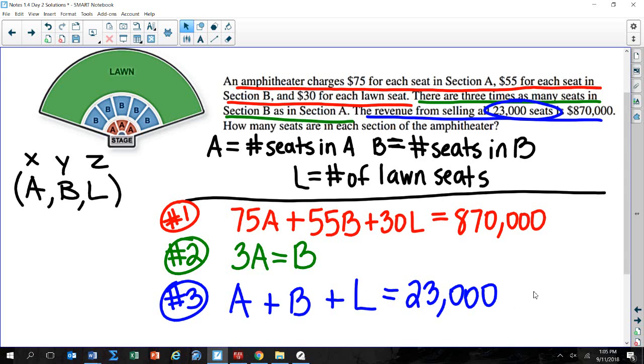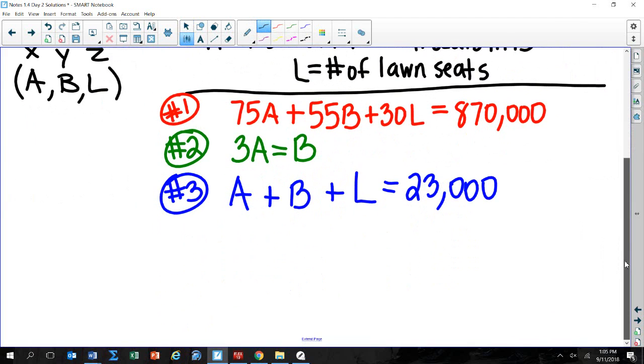So let's go ahead and start today by solving this problem from yesterday's notes, and we'll go from there. All right, so I'm going to solve this using substitution.